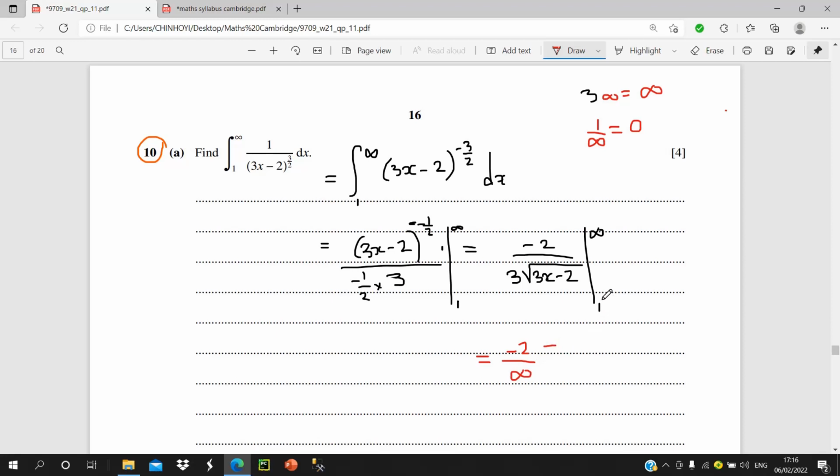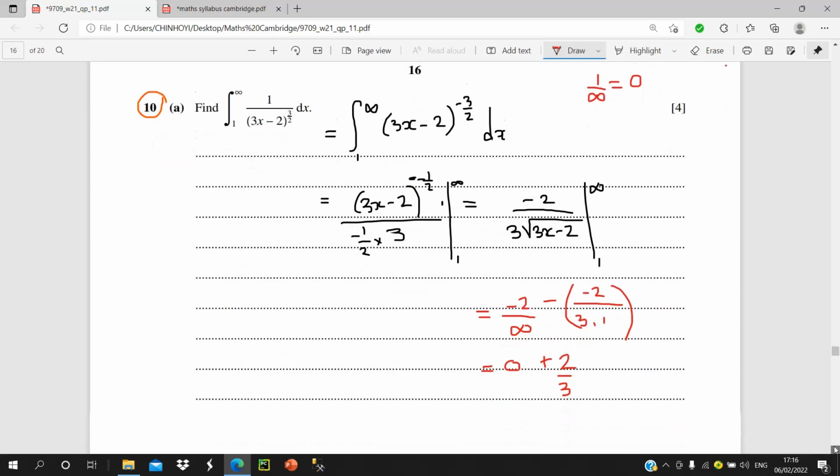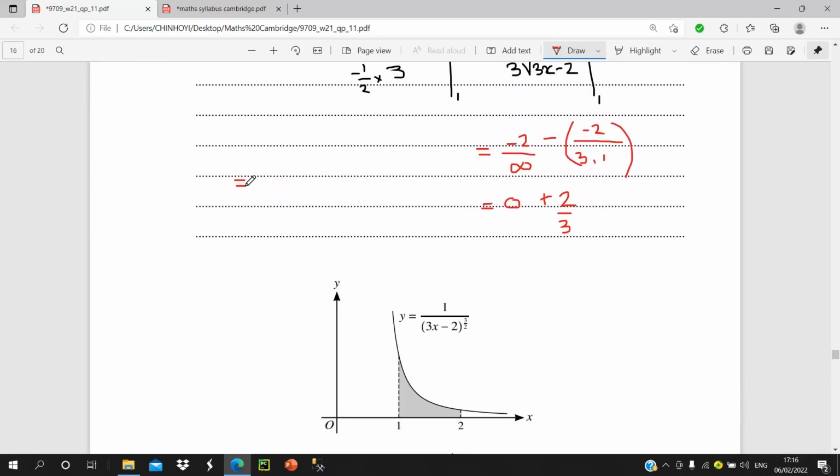Then minus, we are now substituting the lower limit of 1, so it will be minus 2 over 3, and let's put 1. 3 times 1 is 3, minus 2 is 1. Then the square root of 1 is 1. Then here, minus 2 over infinity, any number over infinity is 0. Then negative and negative is positive, 2 over 3. So our answer is 2/3. So the solution to this integral is 2/3.